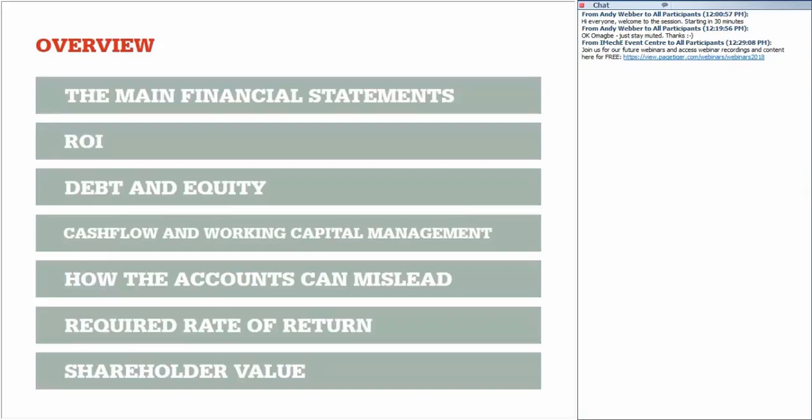So we're going to look first at the main financial statements. That's profit and loss or income statement and balance sheet or statement of financial position, as it's now called. I'll just take you through the components of those and where those components come from. We'll then spend a little bit of time looking at some of the most important ratios that you're likely to encounter: return on investment, the relationship between debt and equity, and cash flow and working capital management.